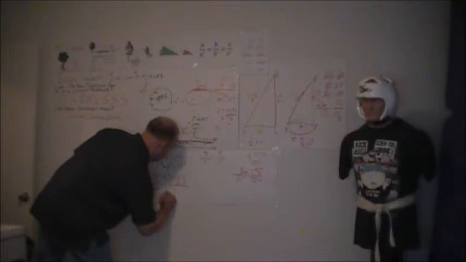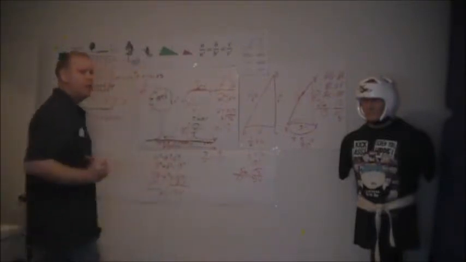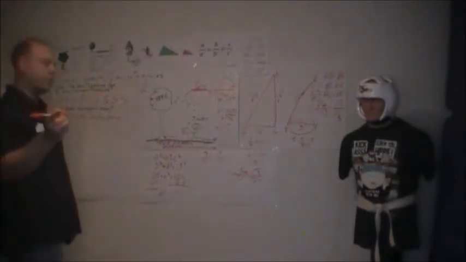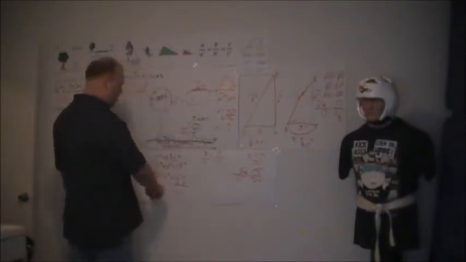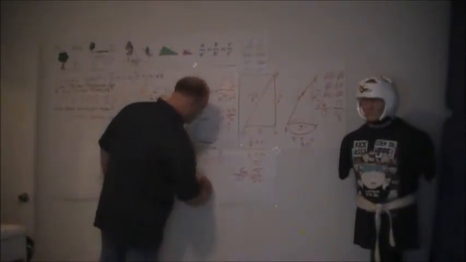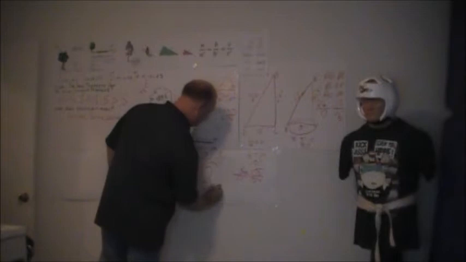B squared equals 144. Anybody remember their times table? I don't want to see any calculators. Great, so what squared equals 144? 12.